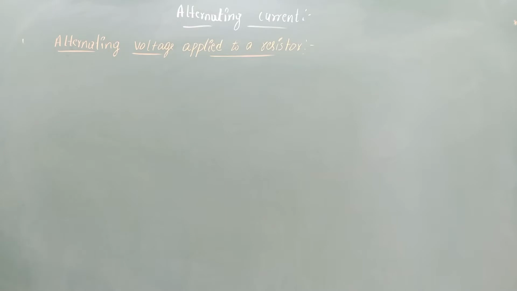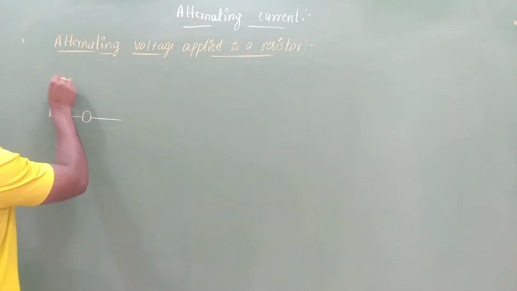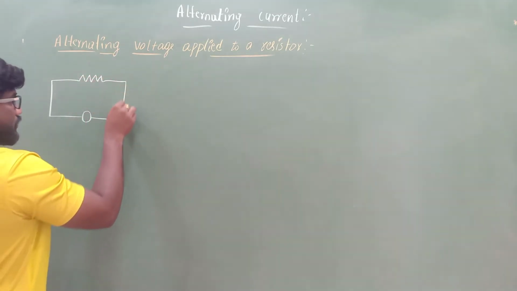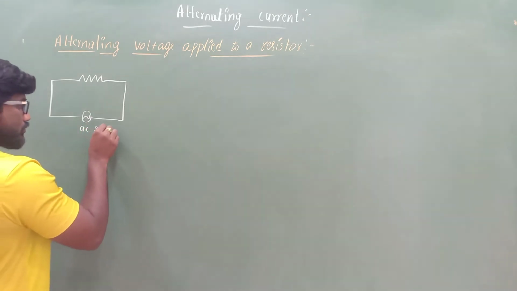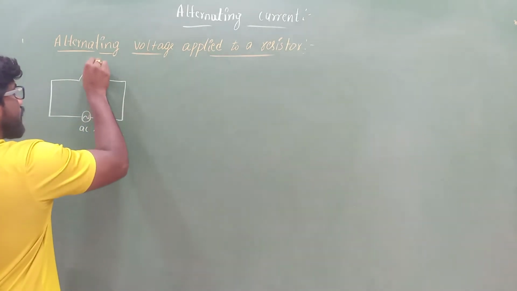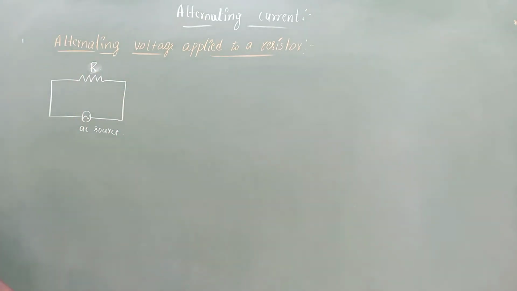So in this case, what happens if alternating voltage is applied to a resistor? For example, I'll take a circuit with a voltage source, an AC voltage source, and this will be the resistor. So this is the AC source, and this will be the resistor. The resistance across these two terminals A and B will be taken as R.